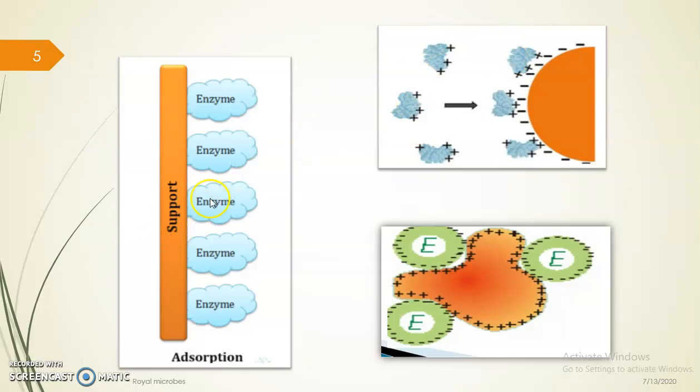This is the support and the enzyme, which is attached to the support with the help of weak forces. This is also the electrostatic force of attraction between the enzyme and the support. This is the support and this is the enzyme, and it is adsorbed on the surface with the help of electrostatic forces.